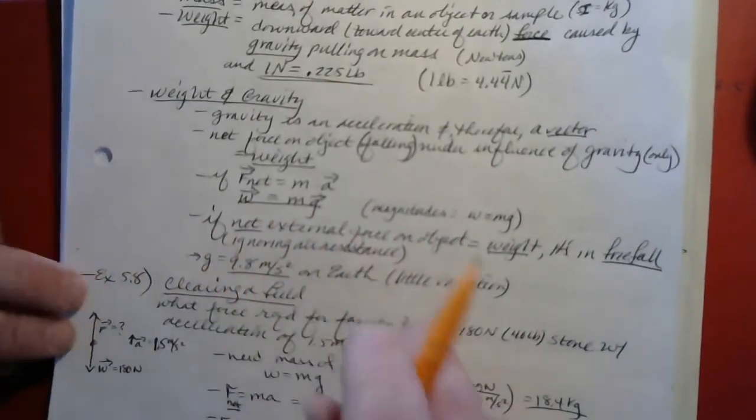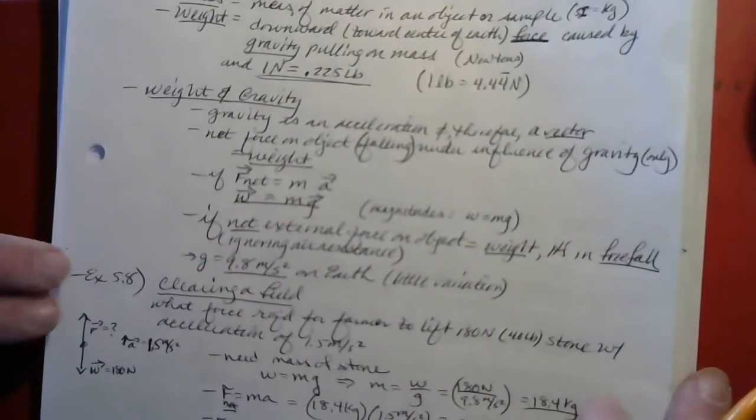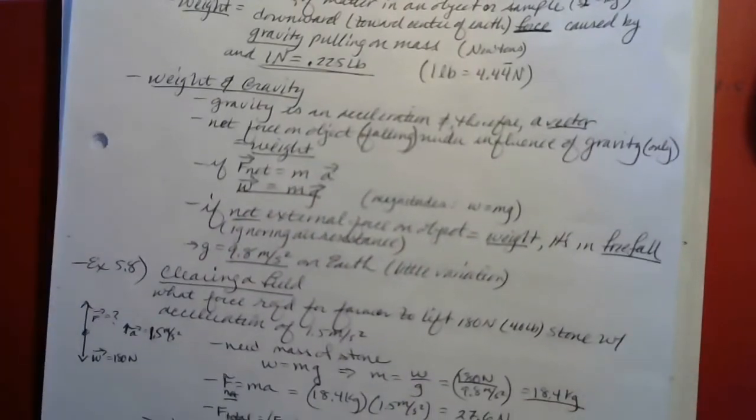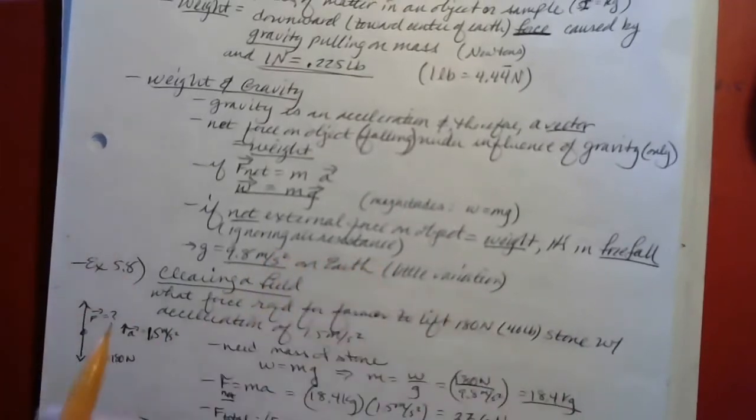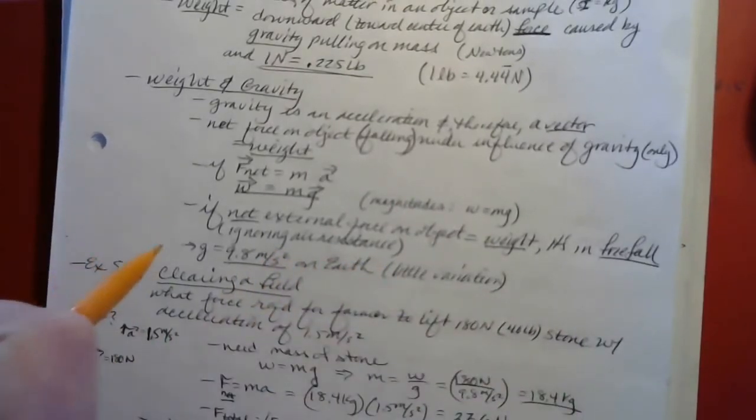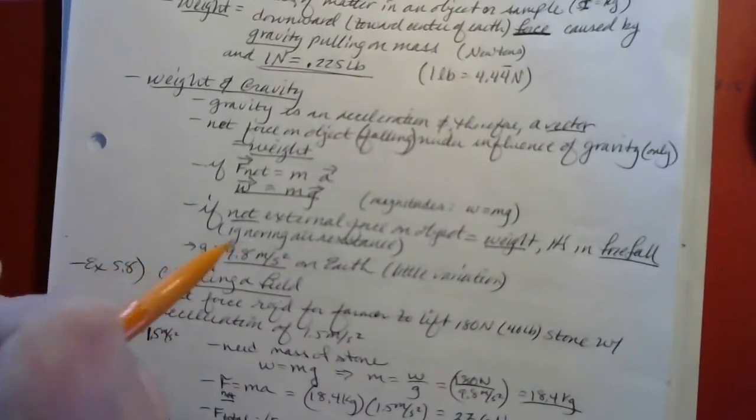If the net external force on an object is its weight, then it's in free fall, because it's only when an object is in free fall that weight, that is gravity, would be the only external force acting on the object. Okay, and that ignores air resistance, of course. For any object that's falling, there's going to be some air resistance unless you're doing it in a vacuum.